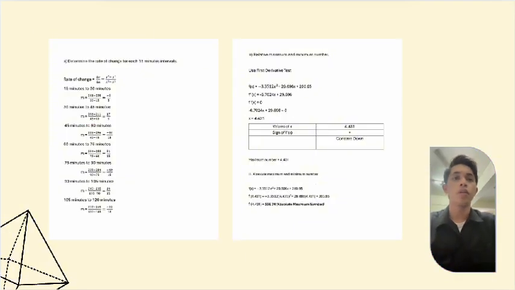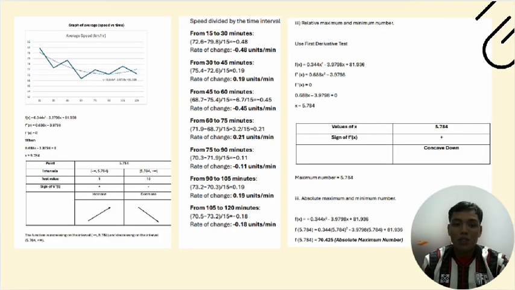Solve the rate of change. Just replace the data into the formula, y2 minus y1 over x2 minus x1, for every 15-minute interval. For the relative maximum, just differentiate the equation and then find the maximum number. For the absolute maximum, just substitute into the equation and find the value, 266.74, the absolute maximum number.